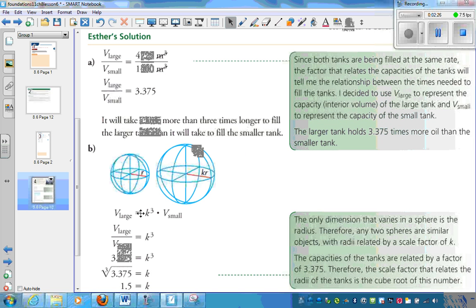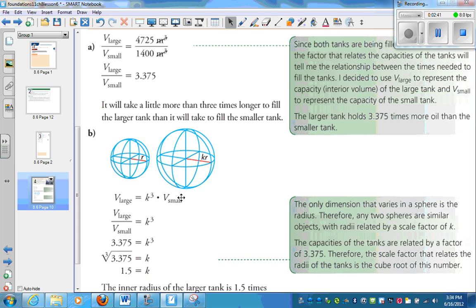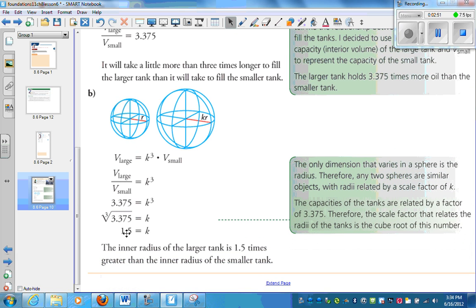The volume of the large is equal to k cubed times the volume of the small. So then if I find that k value, I can know the relationship between the radius of the small and the radius of the big. So V large divided by V small, so we divided both sides there, is equal to k cubed. I already found this to be 3.375, so 3.375 is equal to k cubed. I cube root both sides and I see that it's 1.5. So the radius of the larger tank is going to be k times bigger, or in other words, 1.5 times bigger than the radius of the smaller one.